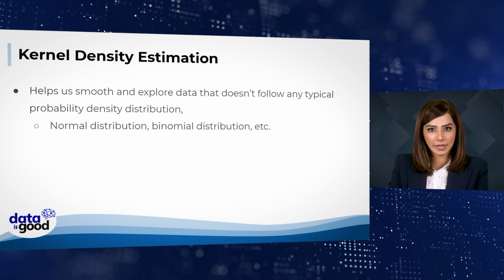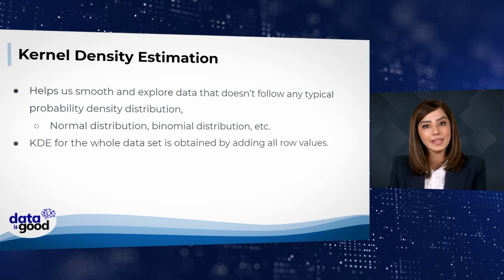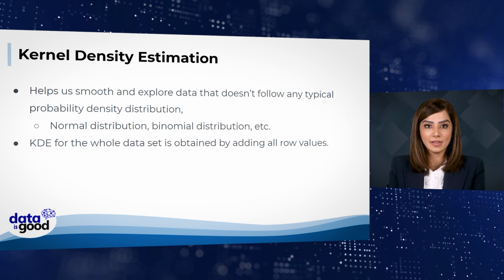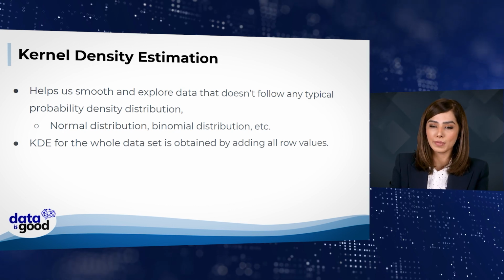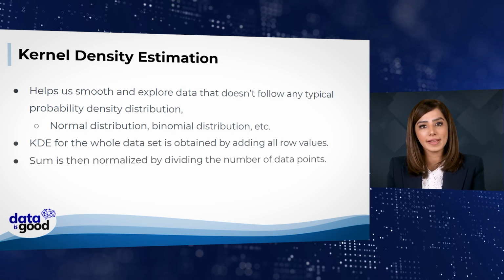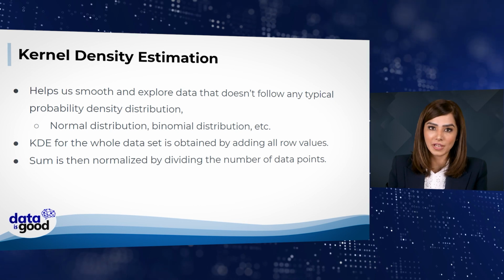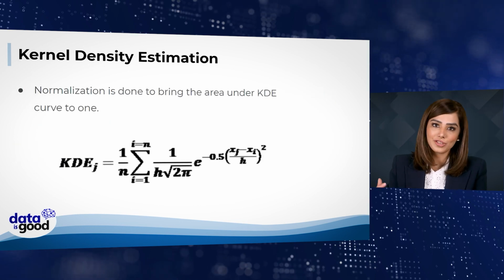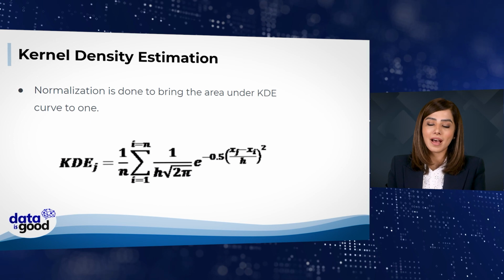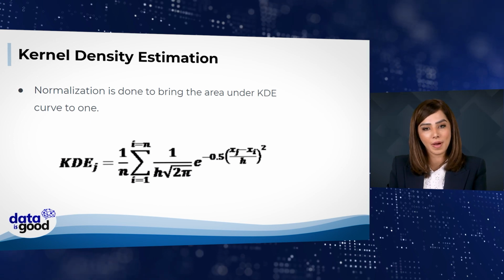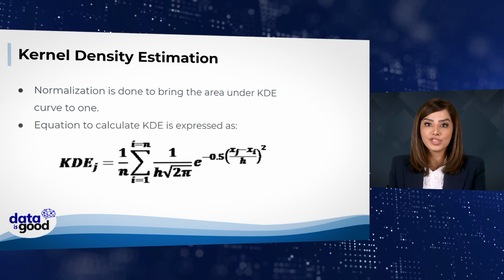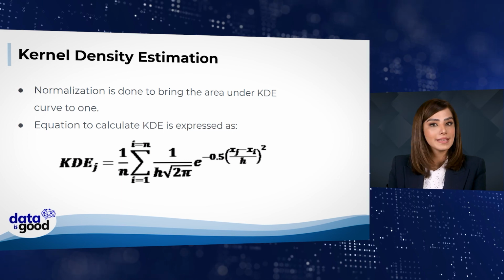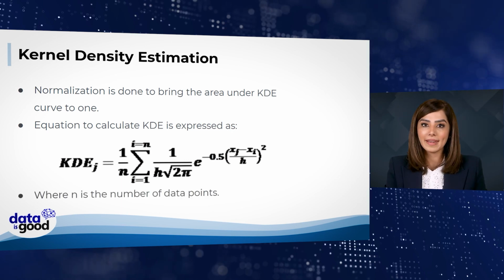As we have already discussed, KDE for the whole data set is obtained by adding all row values. The sum is then normalized by dividing by the number of data points. Normalization is done to bring the area under the KDE curve to 1. Therefore, the equation to calculate KDE is expressed as follows, where n is the number of data points.